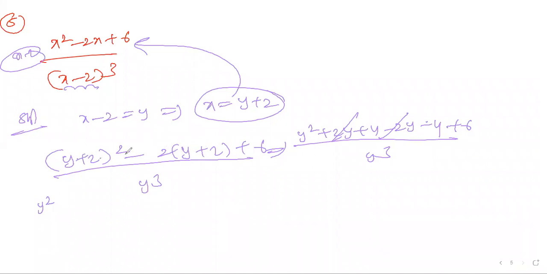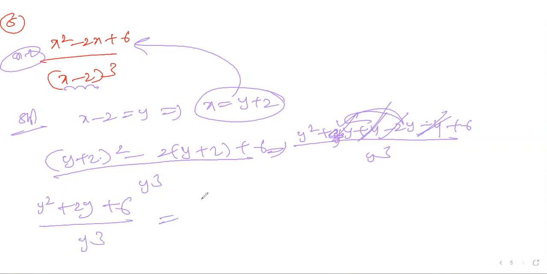A plus b whole square is a square plus b square plus 2ab. So 2 twos are 4y, not 2y. It is 4y. What is the resultant? Plus 2y, plus 4. Here it is plus 6. Plus 4 minus 4 plus 6, cancel. Answer is plus 6 only. Minus 4 plus 4 cancel here. So plus 6 by y cube.